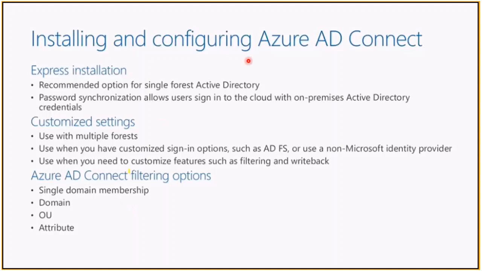Installing and configuring Azure AD Connect is pretty easy. You can go with express installation or customized settings. If you're okay with just password synchronization and you don't want any custom features or customized sign-in options, you can go with express installation. Otherwise, if you have multiple forests in your on-prem Active Directory, and you need to persist the same on Azure Active Directory, you should go with customized settings.